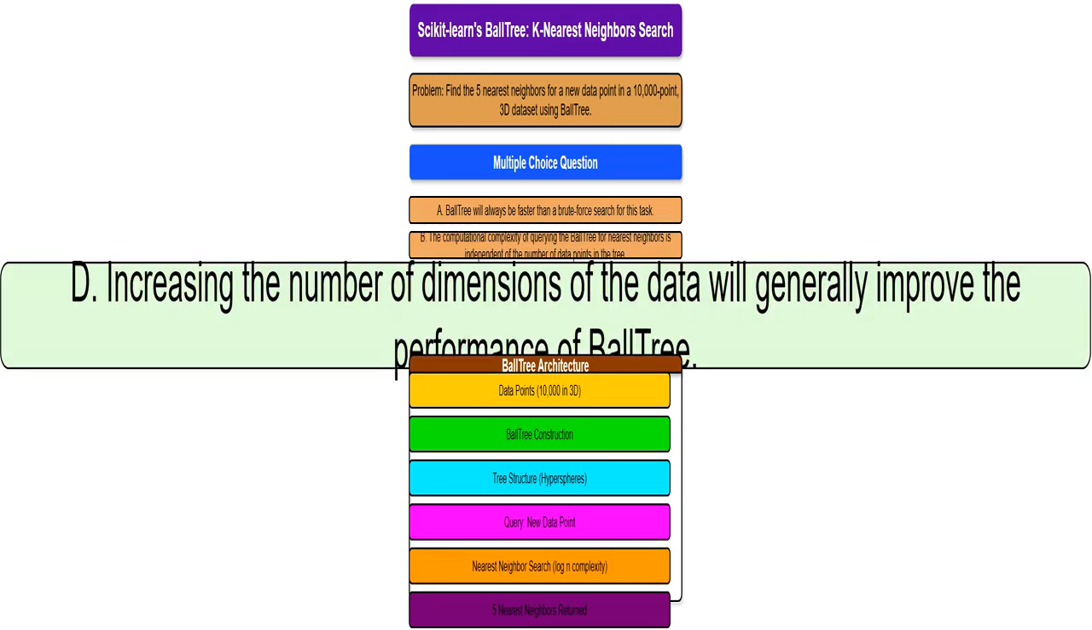Nope, Vamsi, this is where the curse of dimensionality comes in. As the number of dimensions increases, the effectiveness of BallTree, and many other spatial data structures, decreases. Imagine trying to efficiently search in a high-dimensional space. It becomes increasingly difficult to define hyperspheres that effectively separate data points. Therefore, the performance will generally degrade.